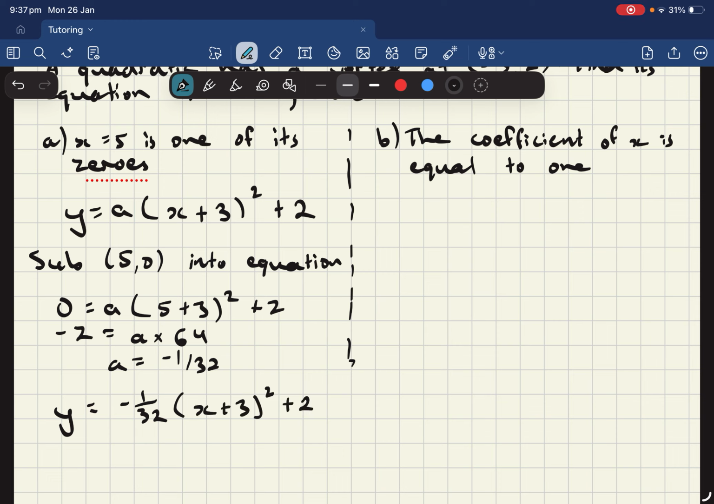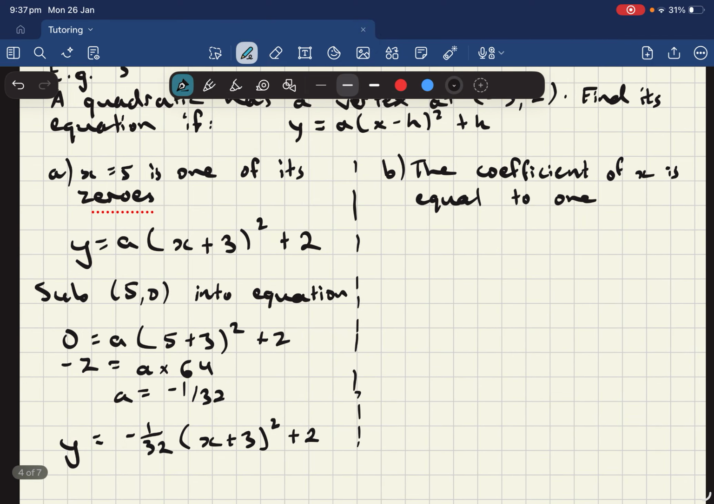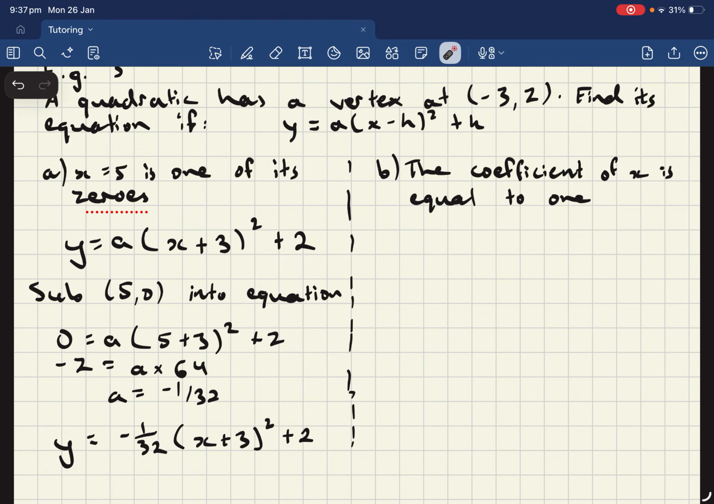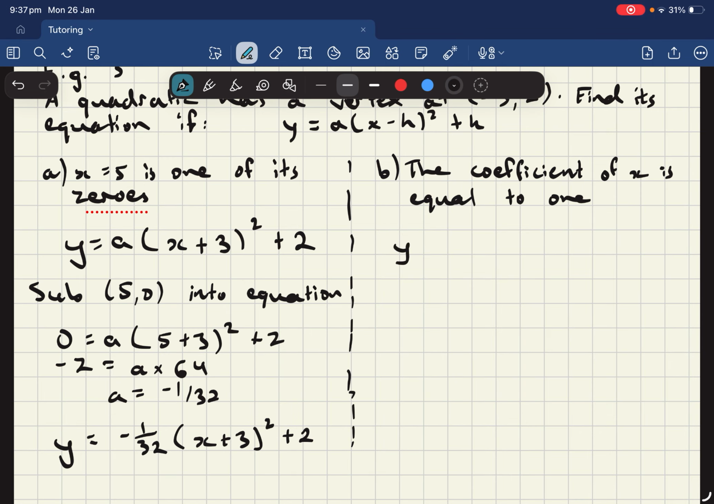Now we're going to take that exact same idea, but we are going to look at a different condition in part B. Now this is telling us that the coefficient of x is equal to 1. The graph belongs to this same family, okay? So I can write down that one again. It's going to be in this particular form. We just want to find a for a different condition.